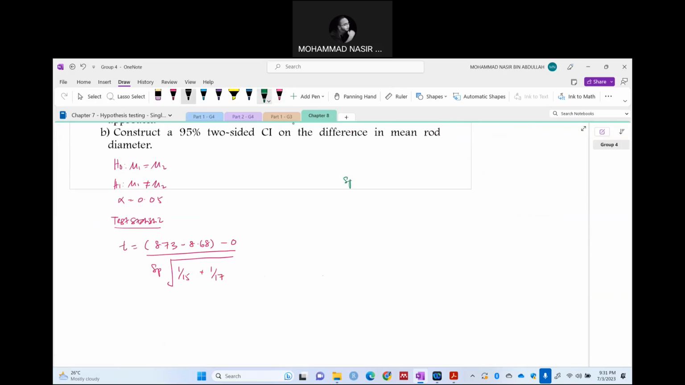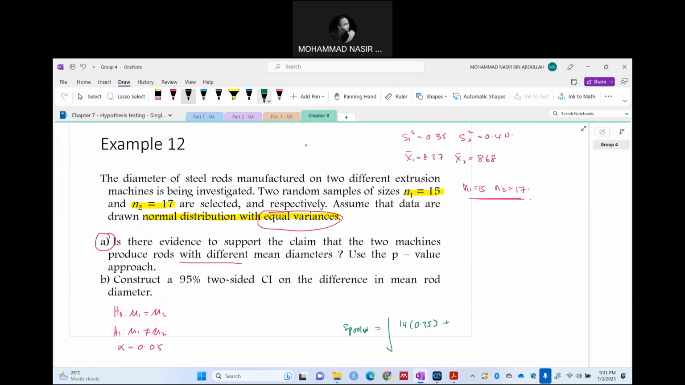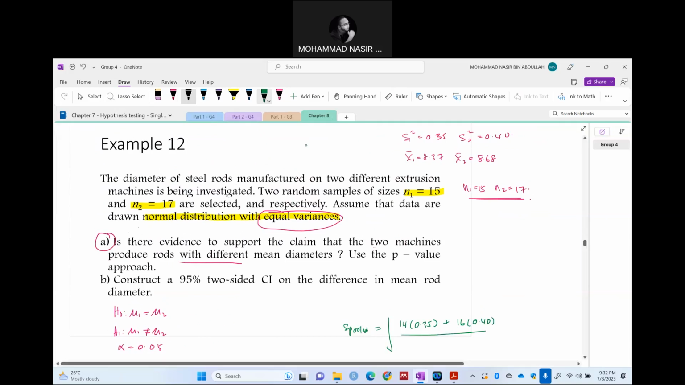Right, so then we need to calculate the pooled standard deviation. It is equal to n1 minus 1, 15 minus 1 equal to 14, multiplied by the sample variance, in this case 0.35, plus n2 minus 1 equal to 16, multiplied by sample variance number 2, 0.40, divided by n1 plus n2 minus 2.